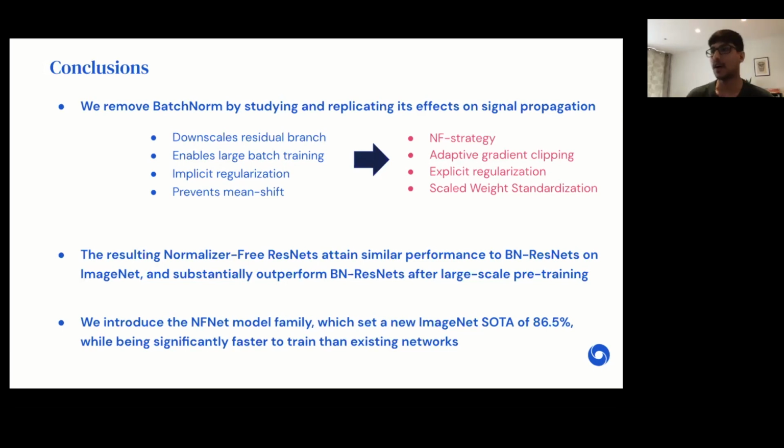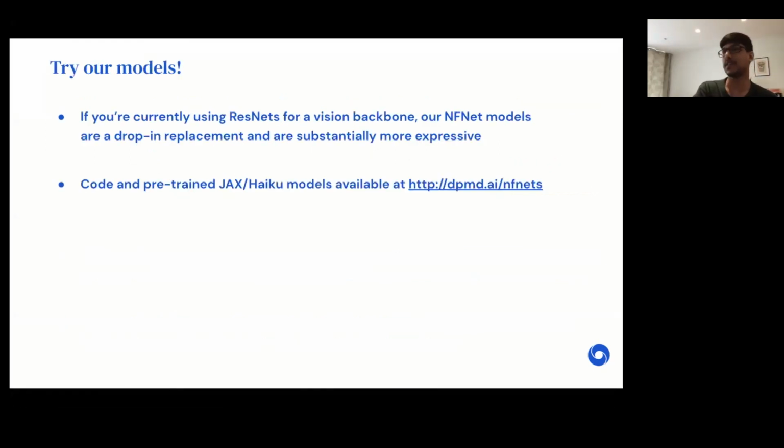And so the resulting normalizer-free ResNets, we found to substantially outperform BatchNorm ResNets after large scale pre-training, and our NFNet model family sets a new ImageNet state of the art of 86.5 while being substantially faster to train. And if you're currently using a ResNet backbone, these are really a drop-in replacement and are substantially more expressive.